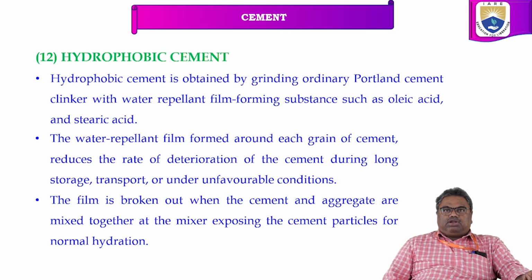Hydrophobic cement. Hydrophobic cement is obtained by grinding ordinary Portland cement clinker with a water repellent film forming substance such as oleic acid, citric acid, and stearic acid. So this is hydrophobic cement.